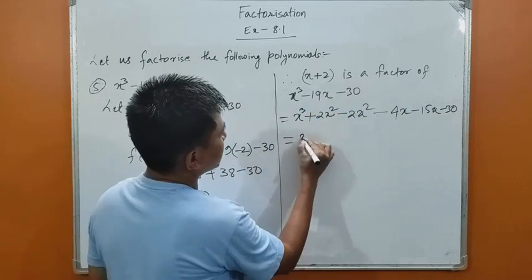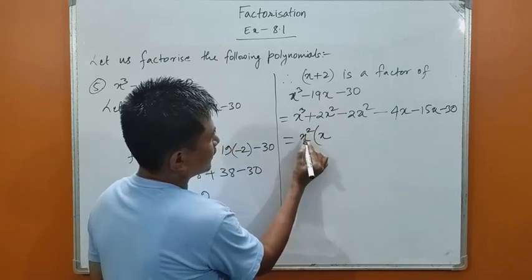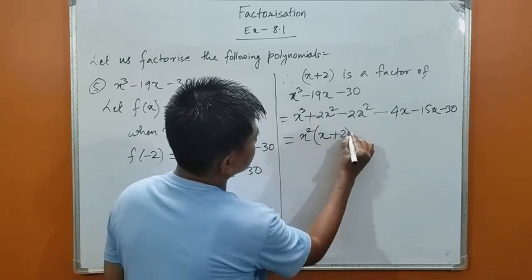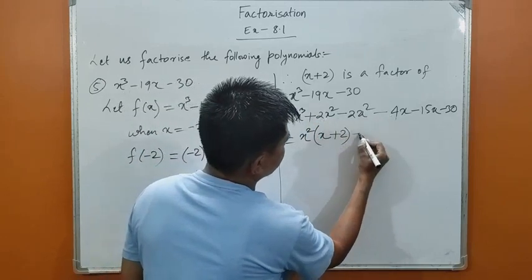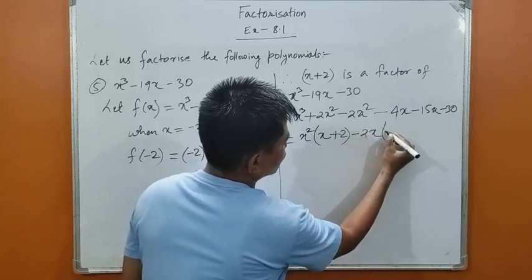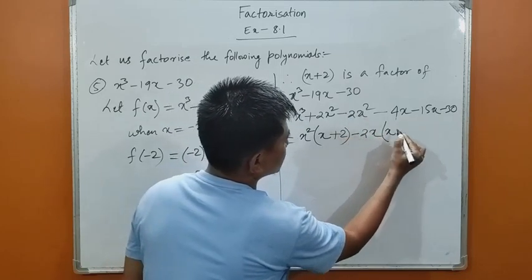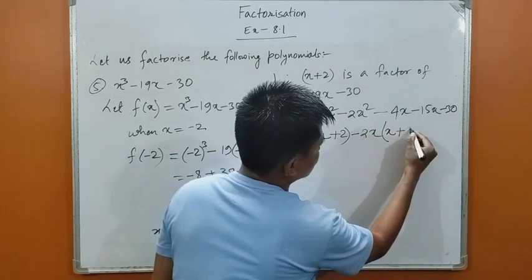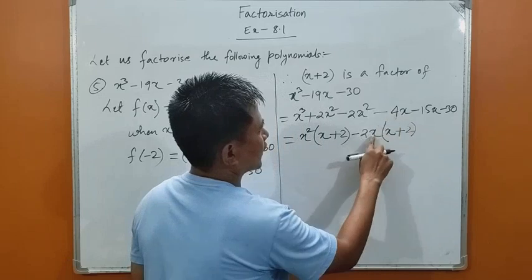Now let us take x square common from these two numbers. x square, x remains within the bracket. x square into x is x cube, plus into plus is plus, x square into 2 is 2x square. Now from these two numbers, let us take minus 2x common. Minus 2x into x is minus 2x square. Minus into plus is minus. Minus 2x into 2, 2 2s are 4x, isn't it?